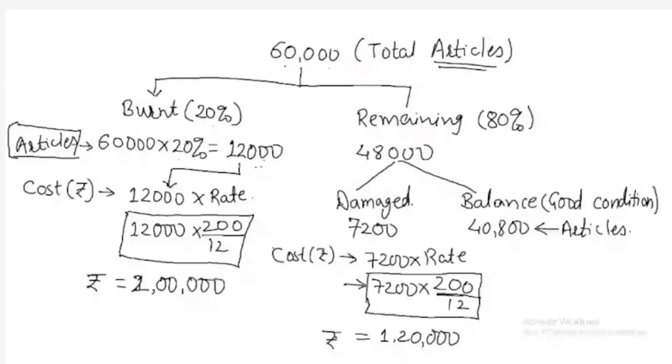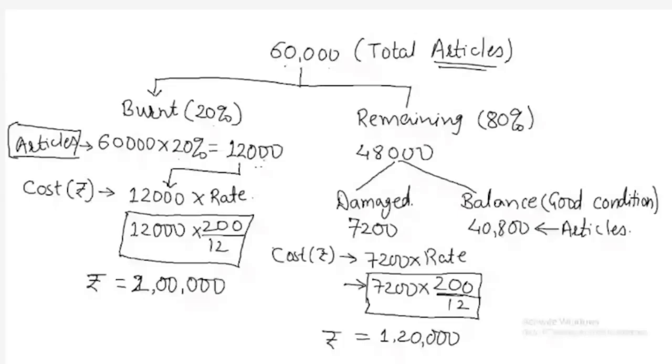What is this rupees? ये क्या हुआ? This is damaged. Agreed? Damage कितने का हो गया rupees? Damaged articles are 7,200. Damage का cost कितना है? Cost of damage. So cost of damage कितना है?